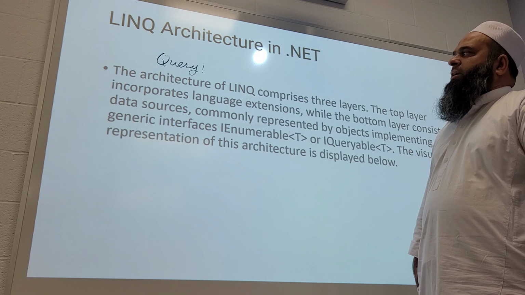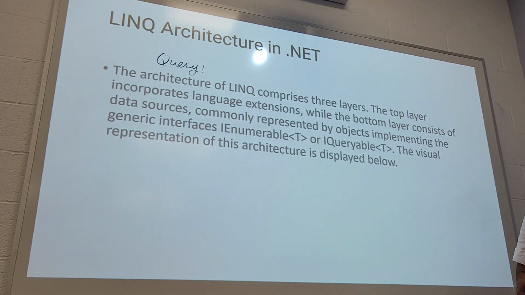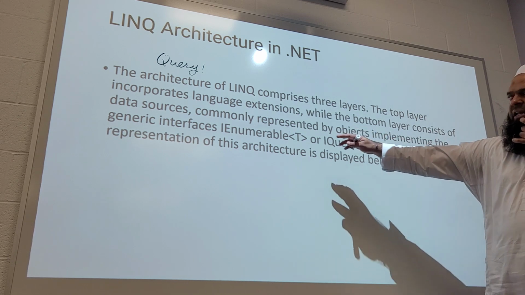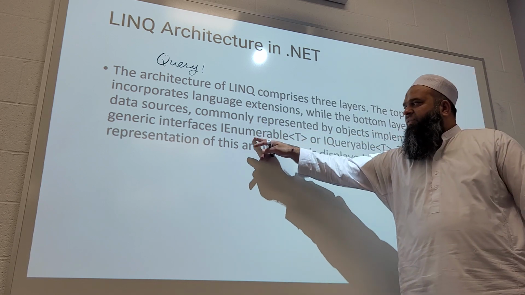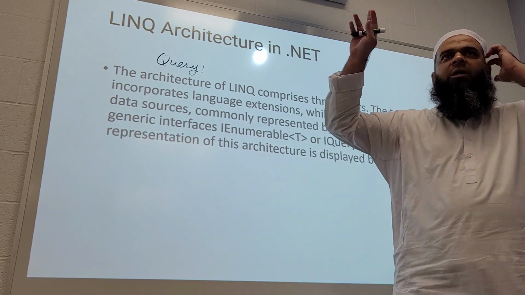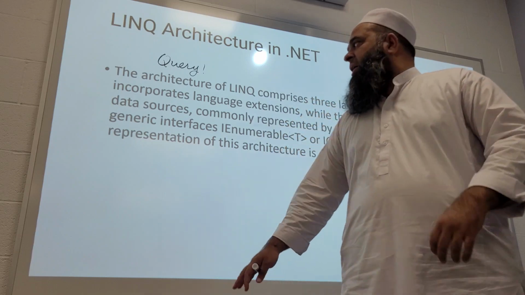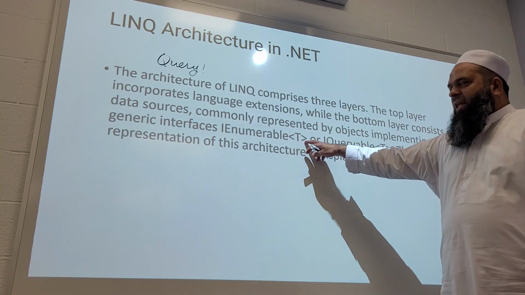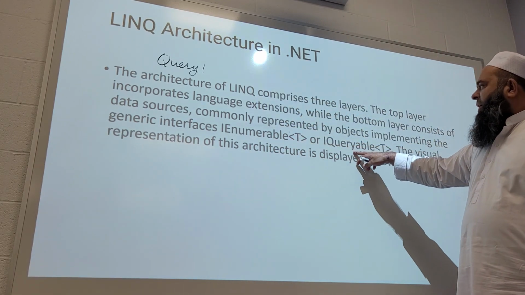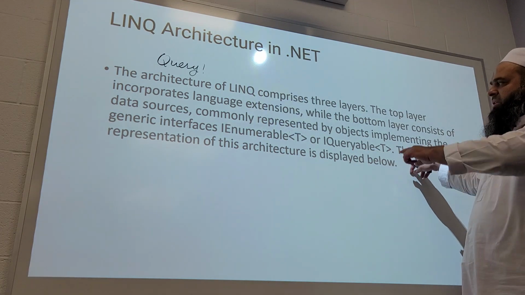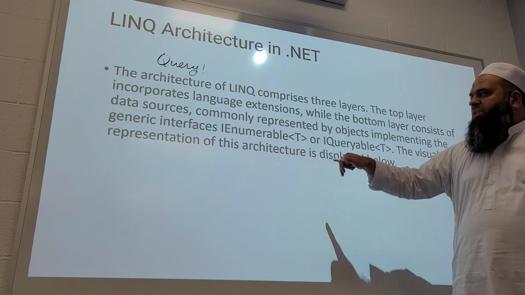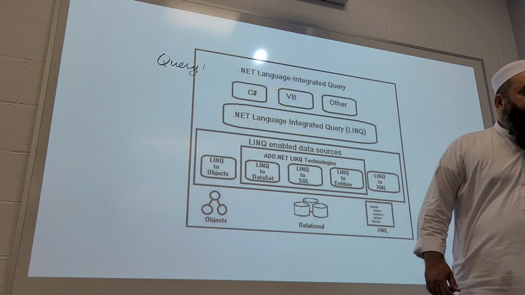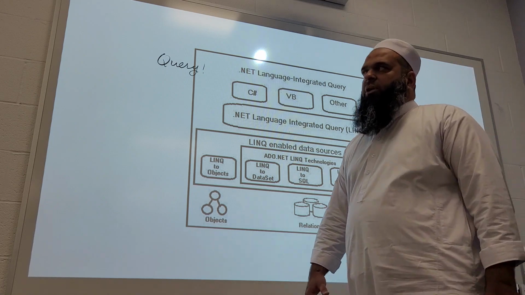So architecture in .NET. The architecture of LINQ comprises 3 layers. The top layer incorporates language extensions, while the bottom layer consists of the data sources, commonly represented by objects implementing the generic interface IEnumerable. You remember we have talked about IEnumerable? Here we'll make use of it. So using IEnumerable with any generic type, or IQueryable, which is another interface that we can use. We'll be using IEnumerable mode. The visual representation of this architecture is here. So this is interesting.